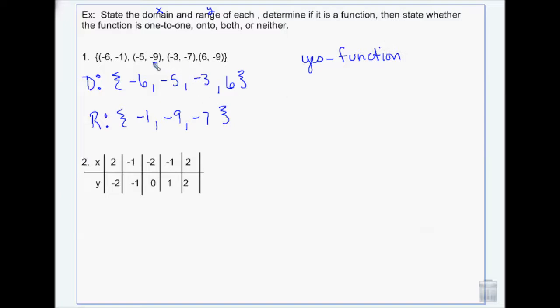But do you see I'm using -9 twice? So it's not one-to-one, because the -9 is used twice. But if you look, if we were to make our arrows, every element in the range is being used, right? So it is onto.